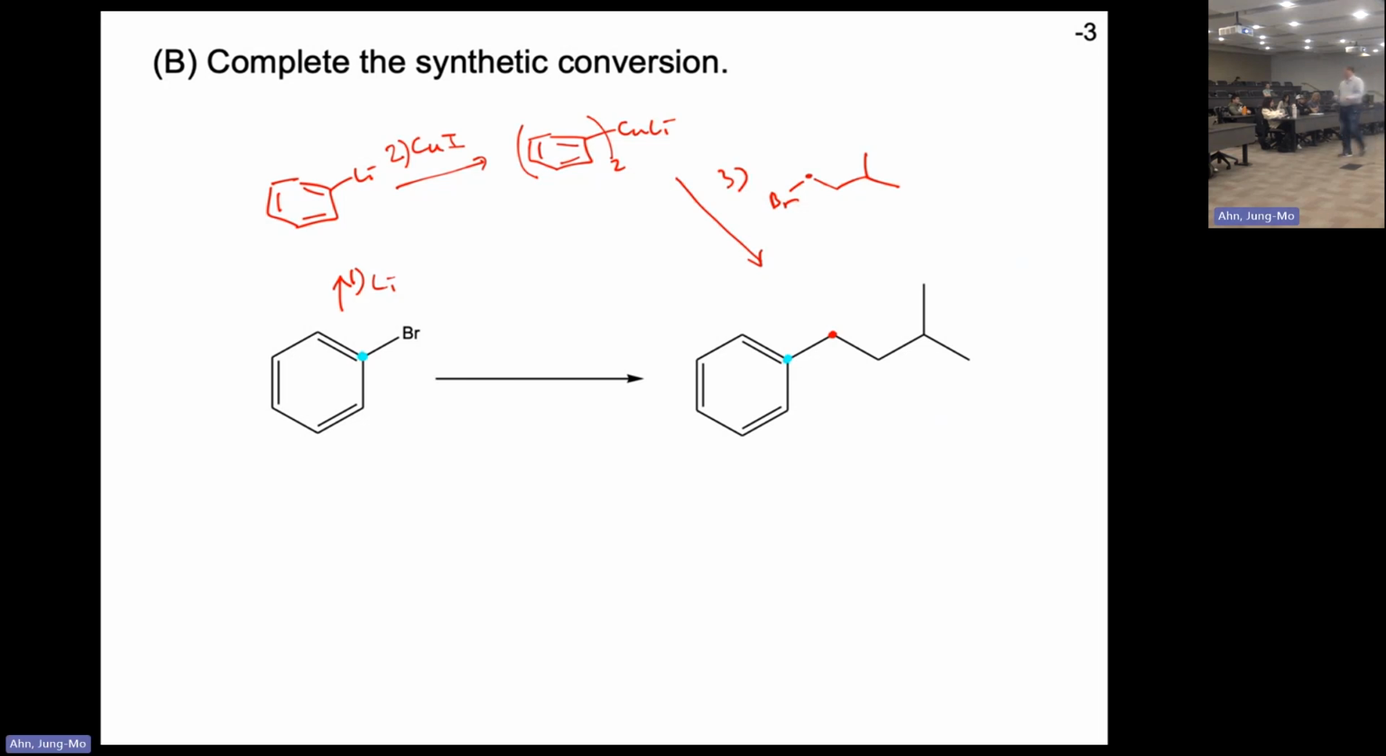But is this the only answer? No, there's another one. How would you do it? Some of you may think, okay, then I'll just make a Grignard. So magnesium, you add it to this, you make a Grignard. This one attacking that by SN2, that is what I've been saying, doesn't work well with a Grignard, unfortunately. So that doesn't go.